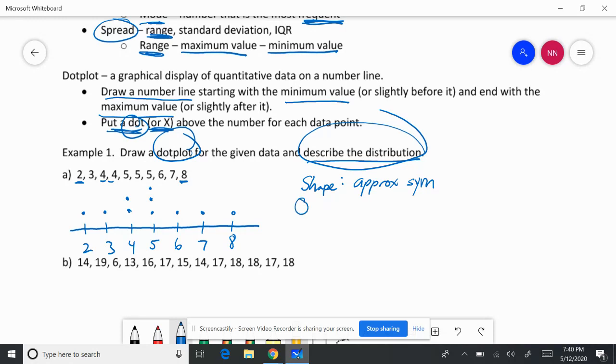Then we're going to look at outliers. And if we're looking at outliers, notice that all the points are pretty close together. We don't have a point way out here, so that would be an outlier. So we would say none.